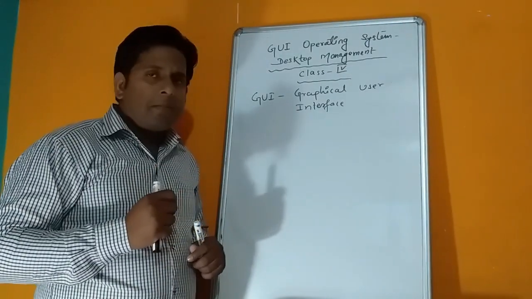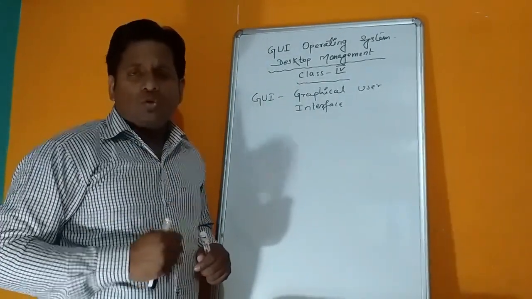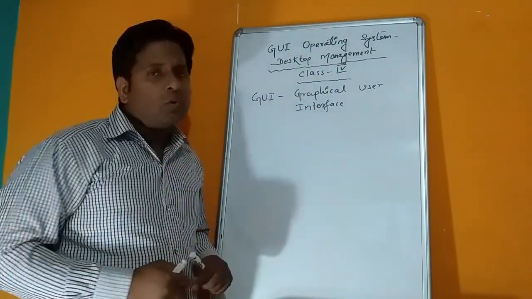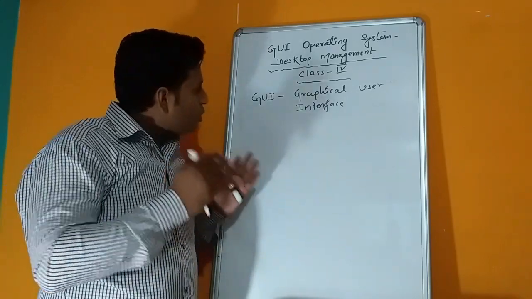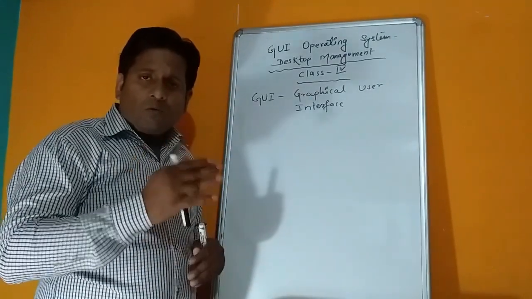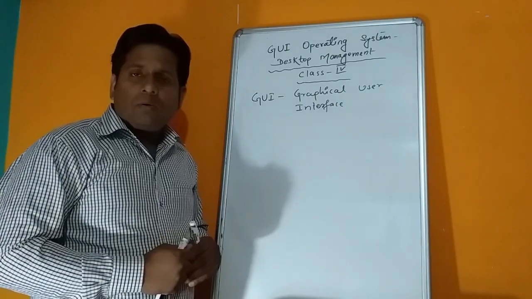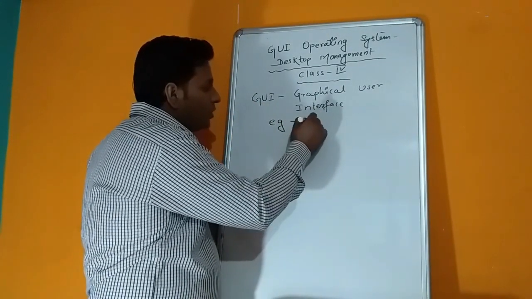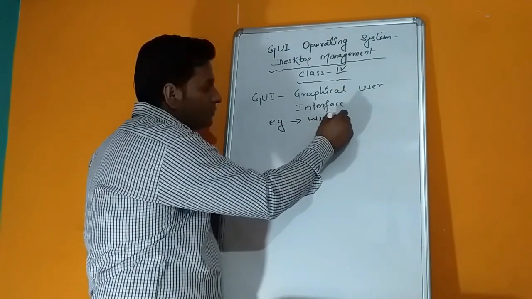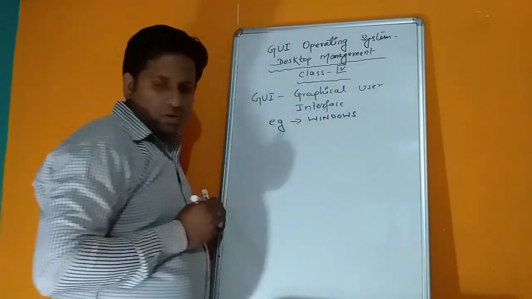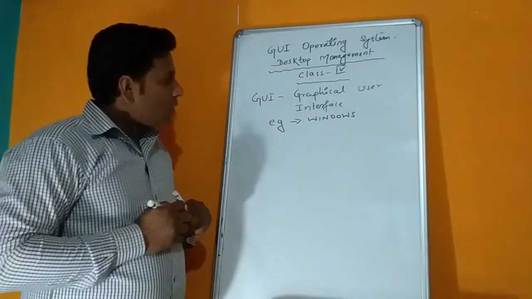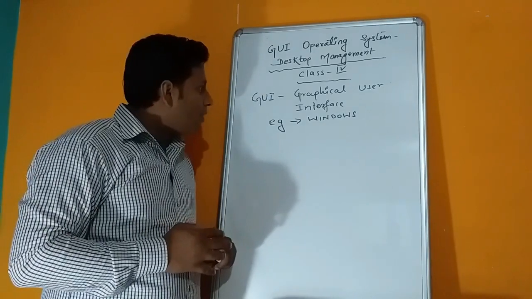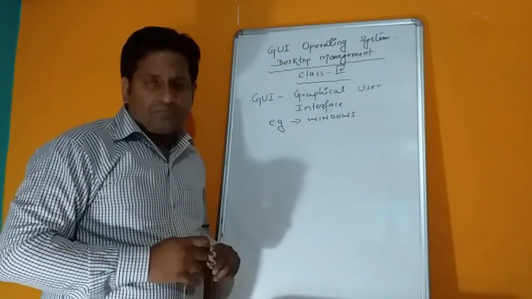In GUI, it becomes easy for the user to interact. The reason is the graphical part: we see what we do. And the most popular example of GUI, with which we are also familiar, is Windows. Windows is the most popular type of graphical user interface.